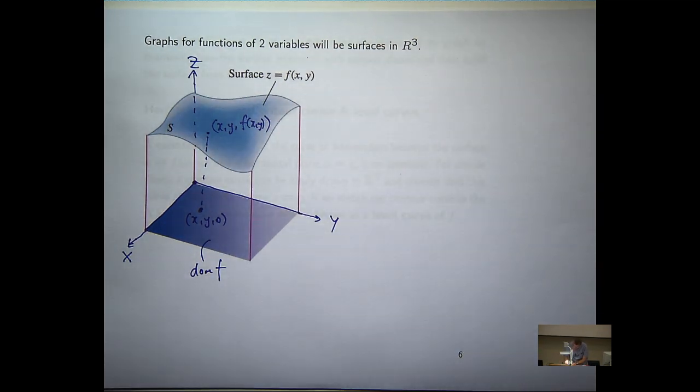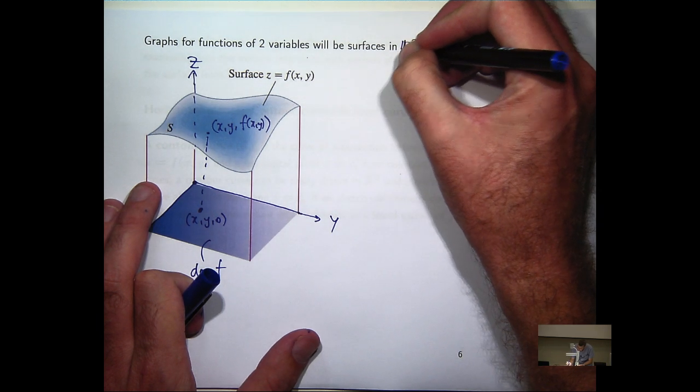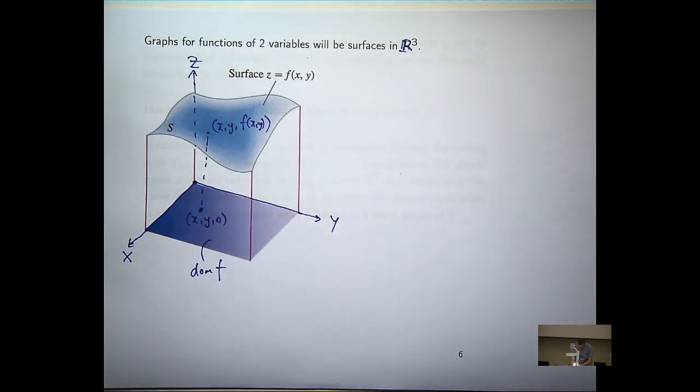So all I basically do is, if I'm at a point in the xy plane, I just look up or down, and I go up to the surface, or the point on the surface. Okay, I guess that should be a special R here, because we're talking about R cubed. Now in this particular picture, the surface lies above the xy plane. It's not always the case. It could lie below the xy plane, or it could intersect at some point, or along some curve. Okay, but this is just a real simple diagram.